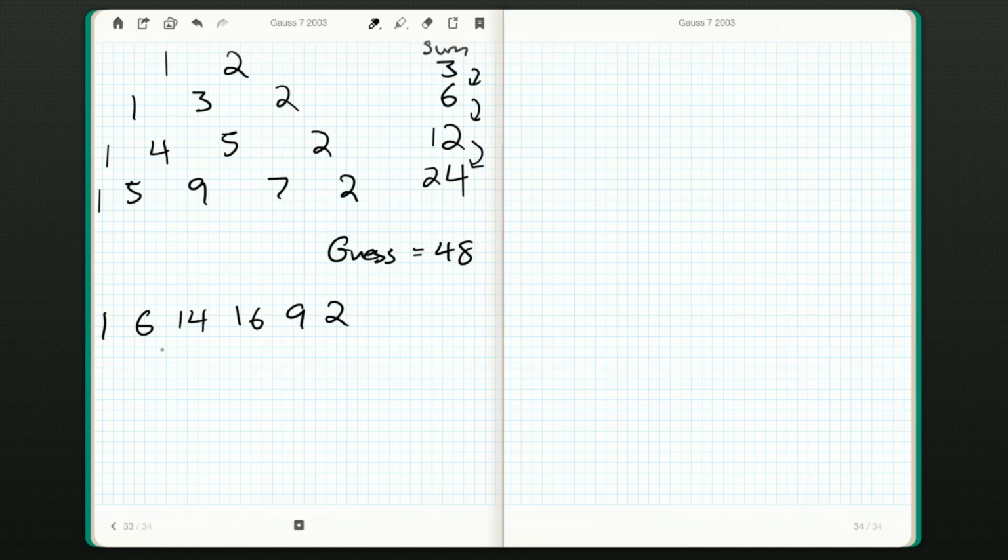Well, the 6 plus the 14, that's 20. The 1 plus the 9, that's 10. So that's a total of 30 so far. 16 plus 2 is 18. 30 plus 18 is 48. We were able to correctly predict a number.